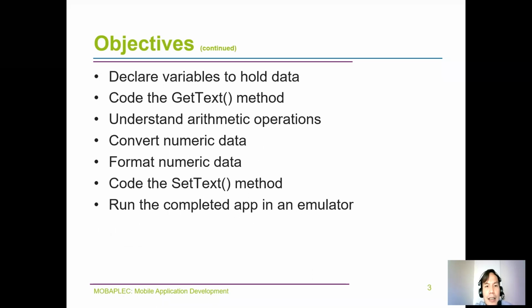Then, as continued objectives, we need to declare a variable based on the whole data. Declaring a variable in a program, we could call that the method declared. We need to code using getText as part of the method, and we need to understand the different mathematical operations that are needed in any programming language, not only in Java, but the syntax still remains intact. We also learn about converting numeric data, for example, from text to numbers. There's a specific format that we're going to use, so as part of the objectives, we could learn those formats.